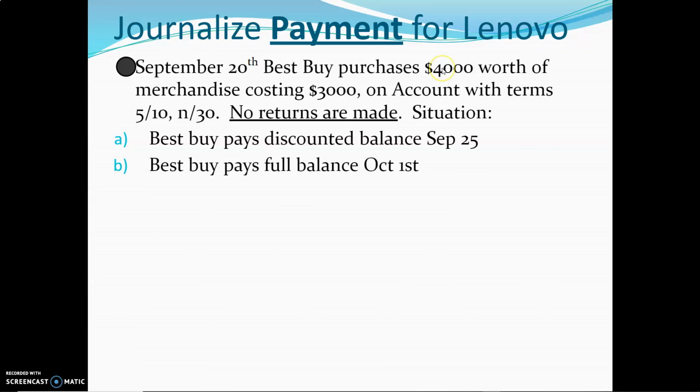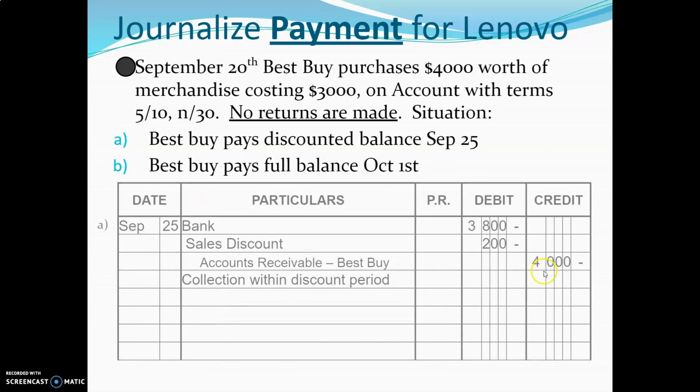Well, $4,000, 5% of 4,000 will end up being 200, and so that means that our bank will end up being debited 4,000 minus 200, and we have a sales discount, which is going to be 200, and our accounts receivable gets written off the books with $4,000.